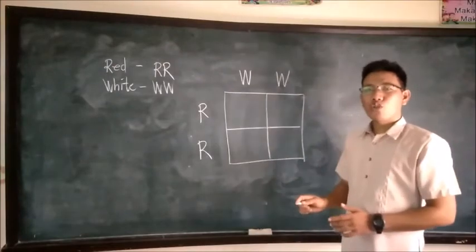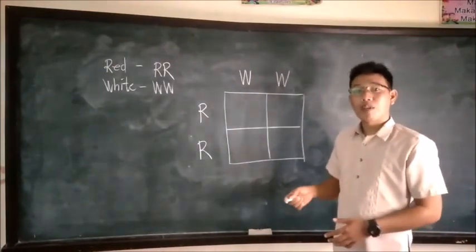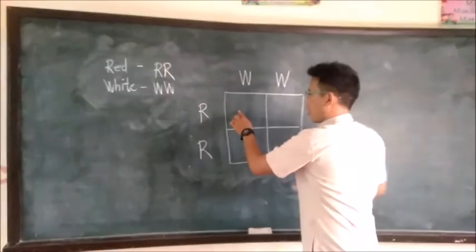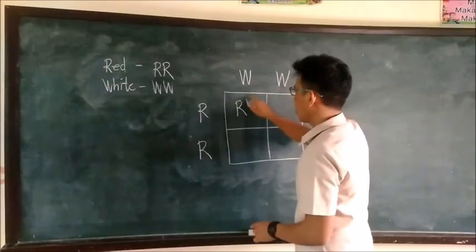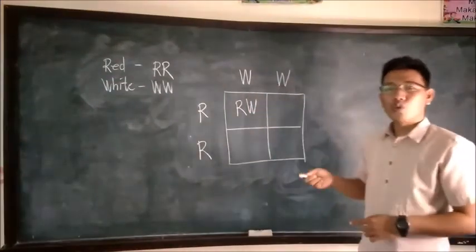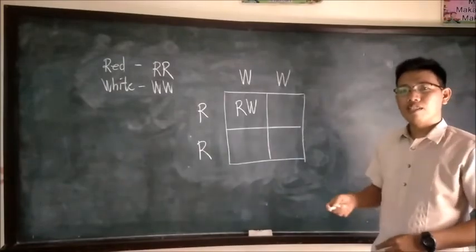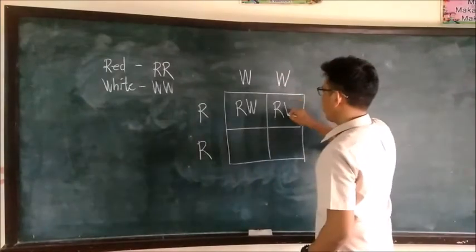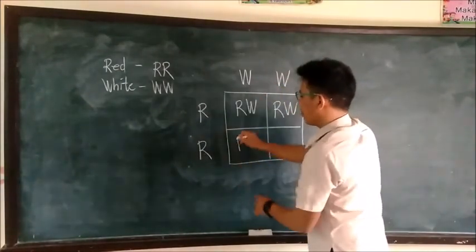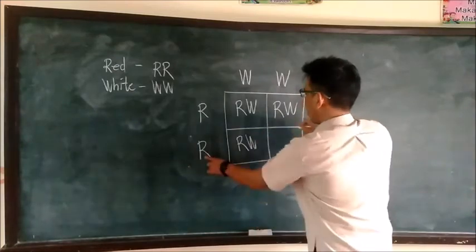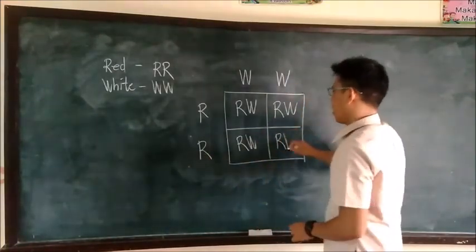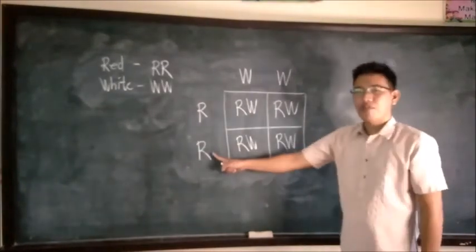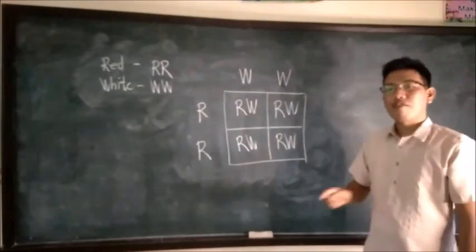The next thing that you are going to do is to cross the genotypes of the parents and arrange it alphabetically. Okay, so you copy R, you copy W. You're just going to do the same with the rest of the boxes. Copy R, copy W, copy R, then W, R, lastly W. So you now have the genotypes of the offsprings of the red flower and the white 4 o'clock flower.